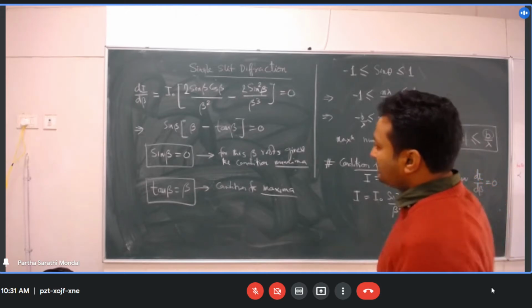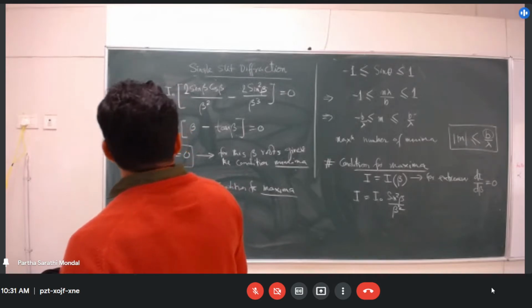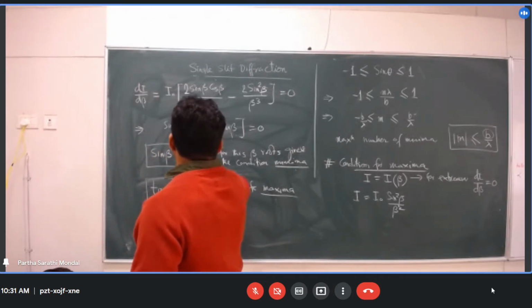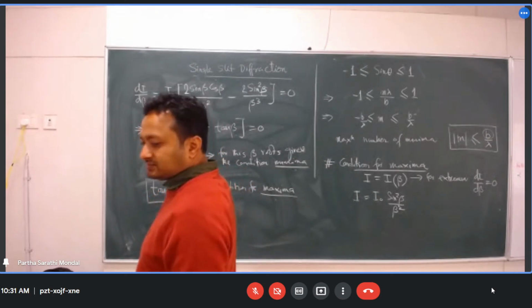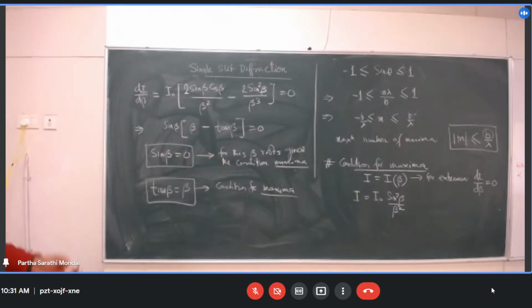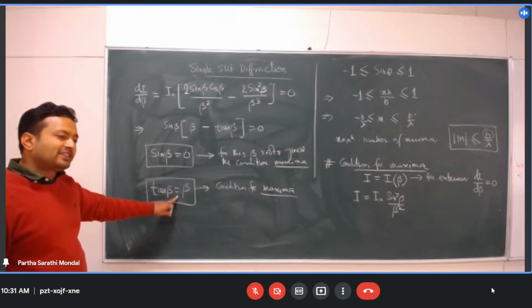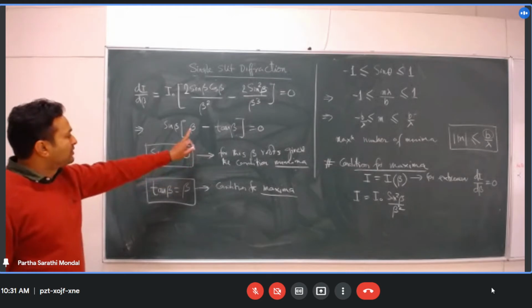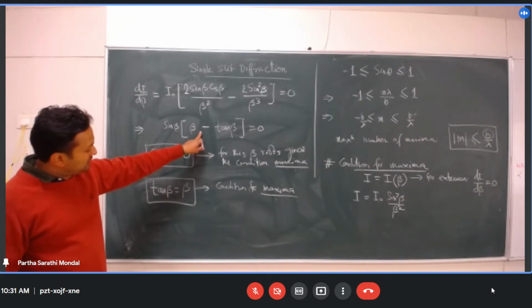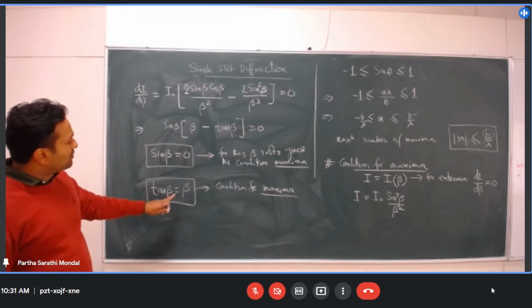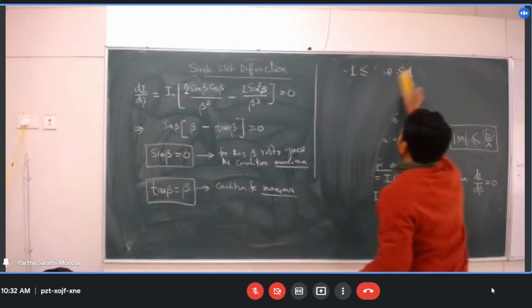Sir, tan beta is equal to beta. That means beta is very small. No, it is not the condition. We have got it from here. Obviously, beta is small, since tan beta is beta it gives you beta is very small, but we didn't impose this condition here. We got it naturally from the root. So from this one we'll find out the maxima. Let's find out the maxima.